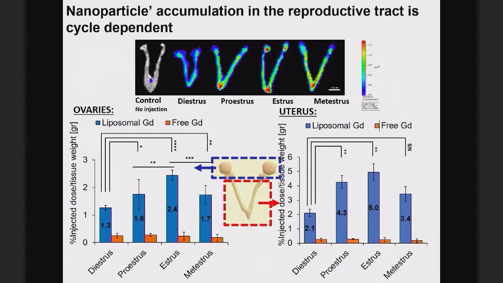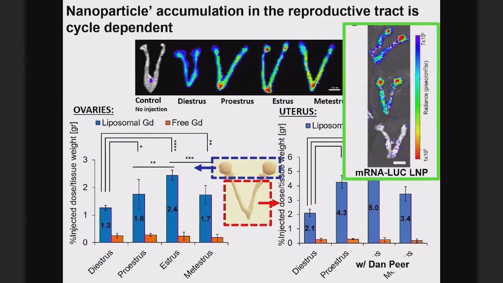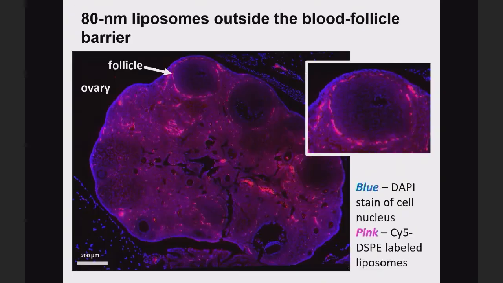In order to make sure that our indication was right, we swapped these liposomes with lipid nanoparticles that contained a messenger RNA. And we saw exactly the same thing: we were able to inject intravenously and encode for luciferase inside the ovaries and the uterus of the mouse at the peak of ovulation, meaning that these nanoparticles actually traffic through the blood and accumulate in the reproductive system. The nanoparticles themselves.